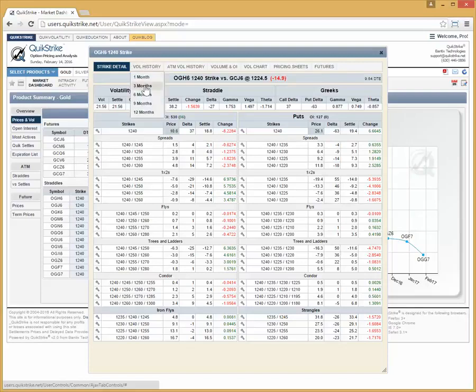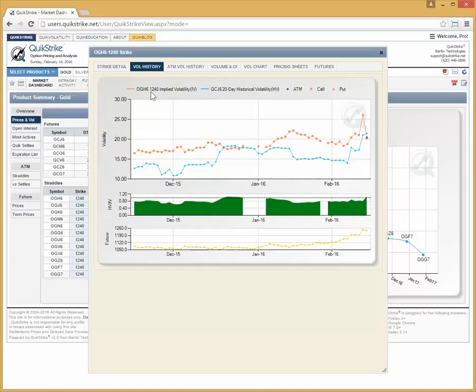So I can go here into the 3-month, and now I'm looking at the 1240 strike, the history of the 1240 strike, and it's going to tell you, hey, this was at the money at this point, based on where the future is and the strike. It was a call or it was a put. So you're able to see how the volatility of this reacted based on where it was, whether it was an out of the money call or an out of the money put. And again, you're going to see the underlying actual volatility as well.